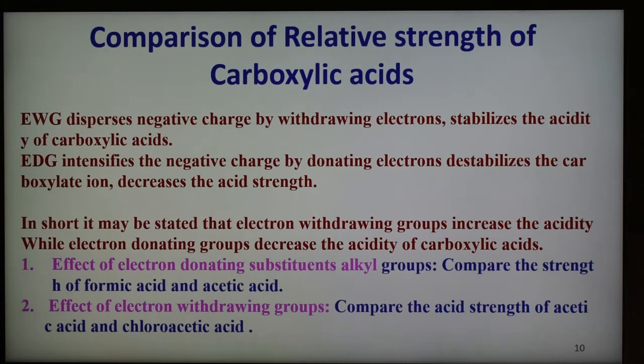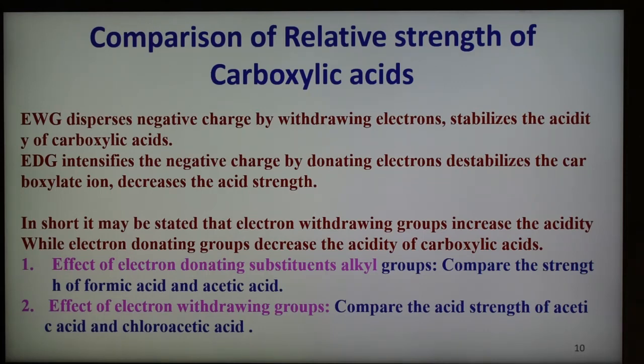So depending upon which group is present, the acid strength increases or decreases: an electron withdrawing group increases the acid strength, and an electron donating group decreases it. In short, it may be stated that an electron withdrawing group increases the acidity while an electron donating group decreases the acidity of carboxylic acid. The effect of various substituents on the acidity of carboxylic acid also depends upon the group present. For example, here is the effect of electron donating alkyl groups.